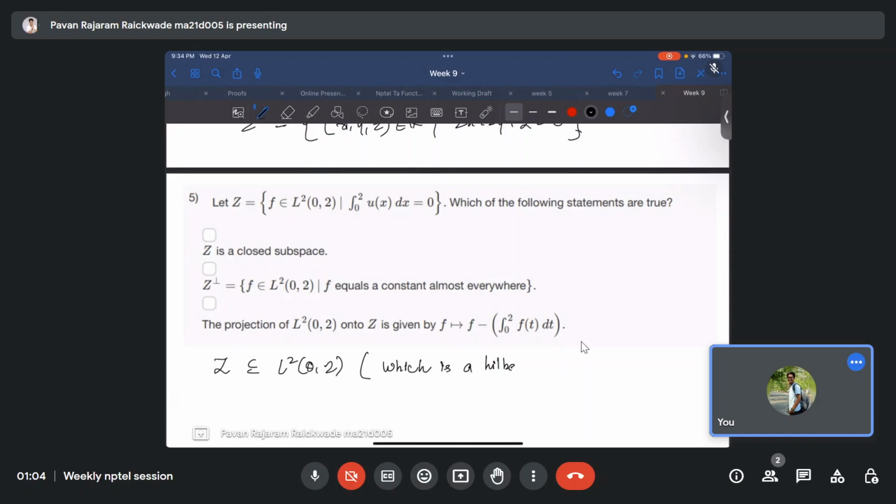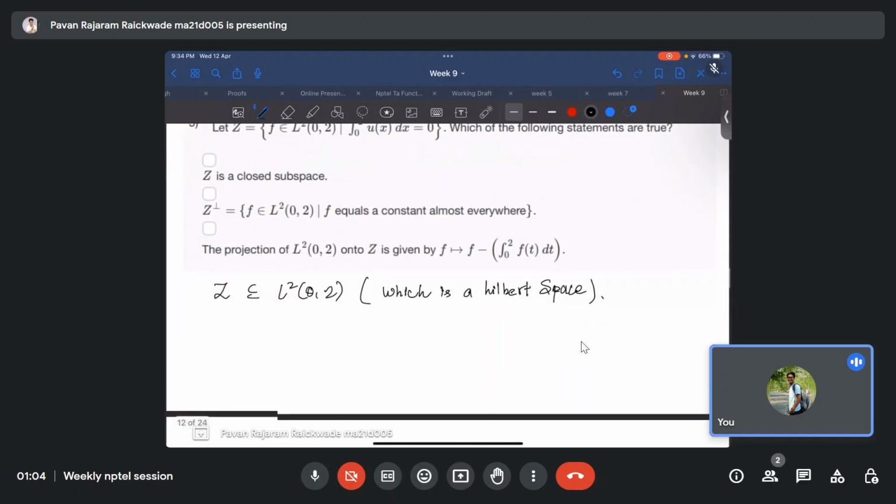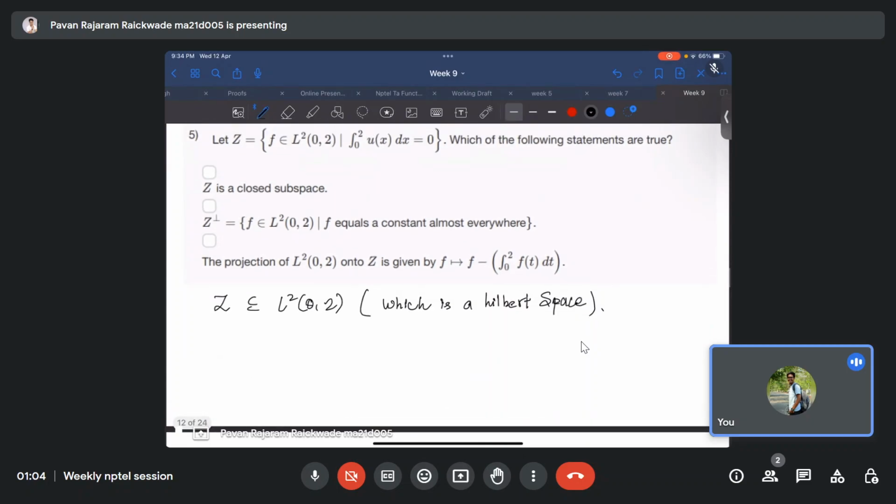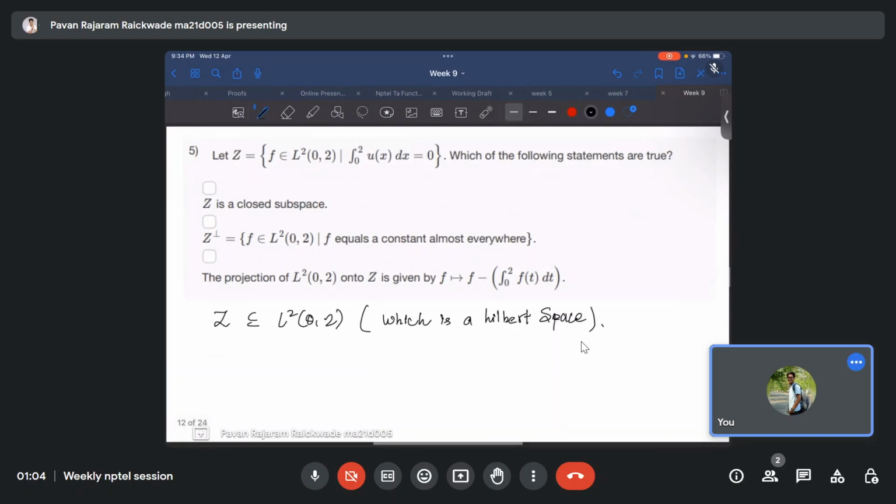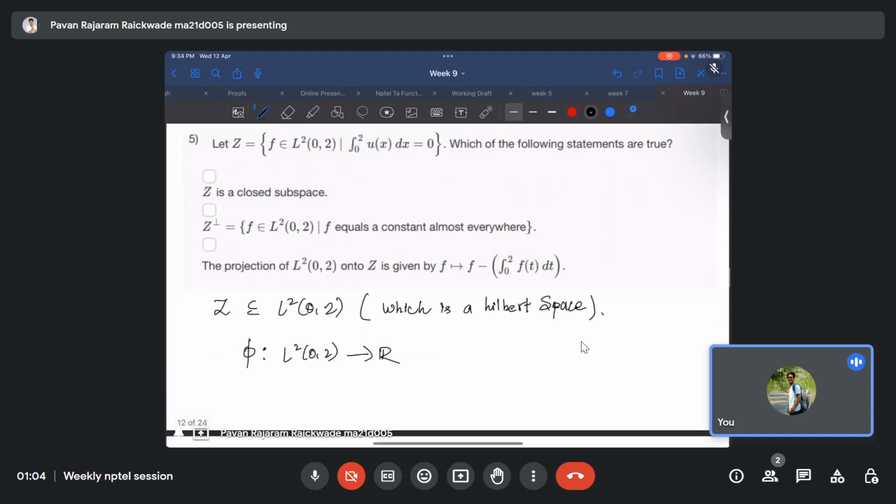This we are going to use nicely. Things are very good in Hilbert space. There's a nice inner product, and a nice representation of every linear functional. So let's see if Z is a closed subspace. If I define the functional phi from L2 to, I'm assuming real valued functions, that's fine, even if complex valued, I'll just write K maybe.